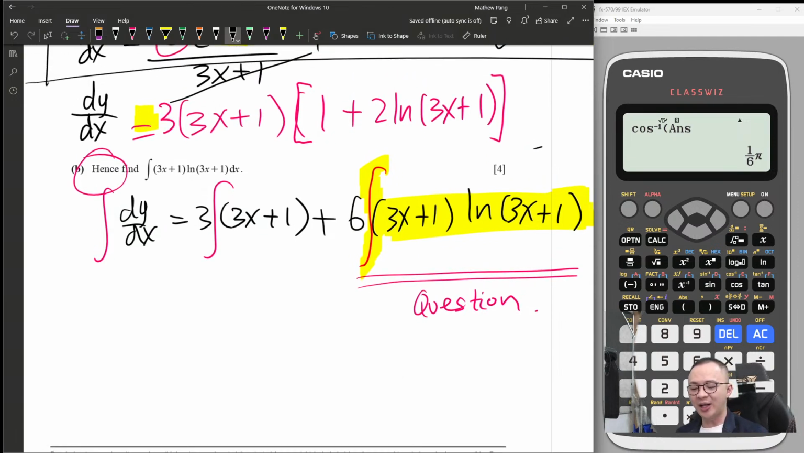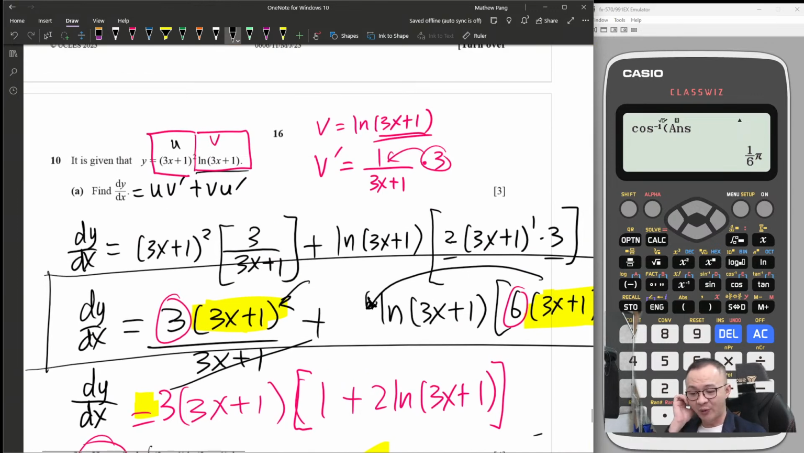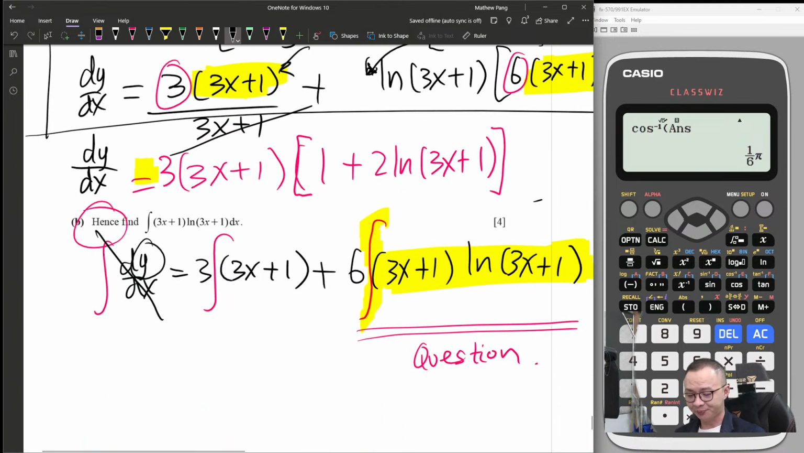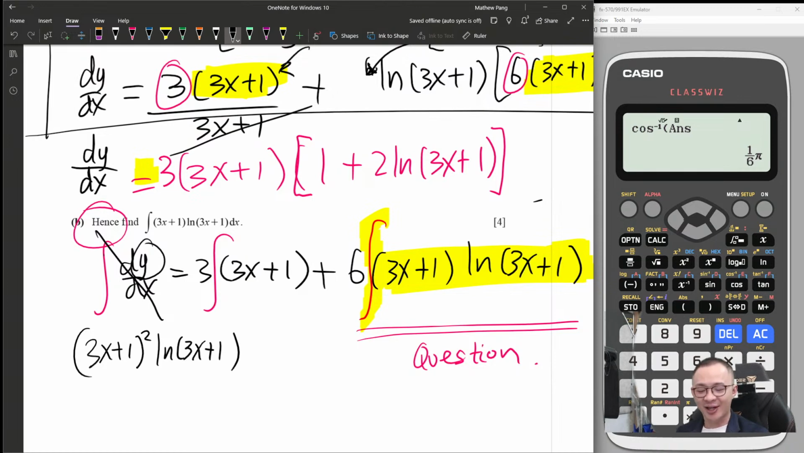So integrate dy dx, I'm getting y. Where is my y? My y is this thing, isn't it? So I will copy this one. My y is (3x plus 1) squared, and then ln (3x plus 1). Done. Do you see? I already did integrate dy dx. Just copy the y answer above.